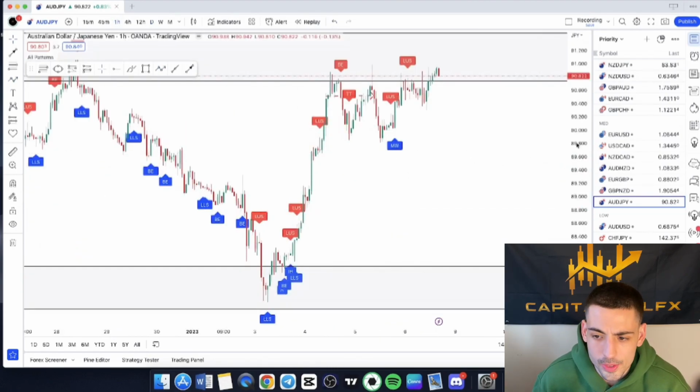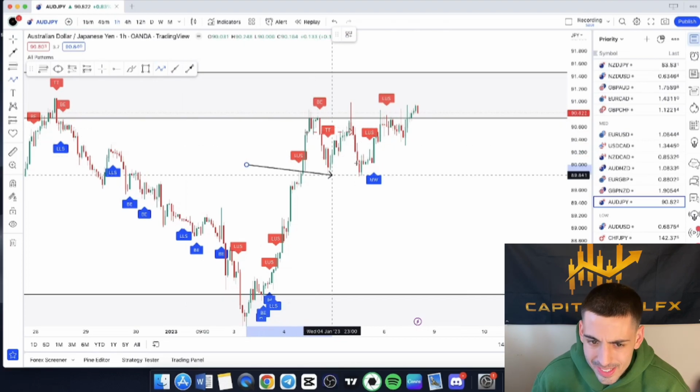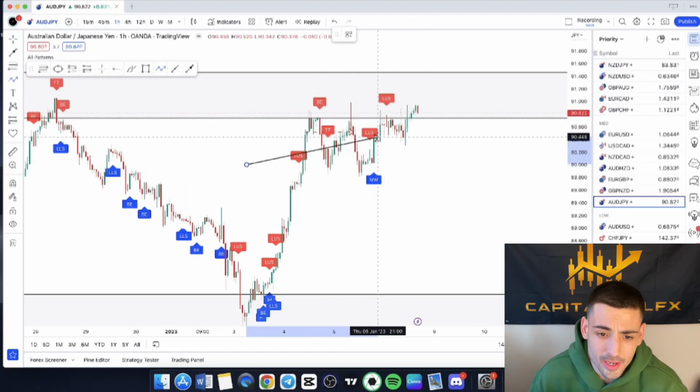We go down to the hourly time frame. We can see that we formed a bearish engulfing. That's when I placed my sell order. But we could see that this trade ended up just moving sideways around this significant horizontal level. And that's why I ended up closing out of this trade at break even.